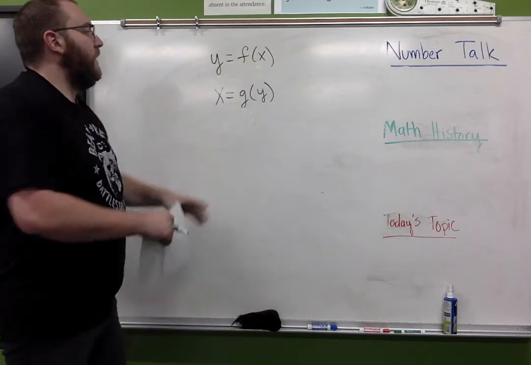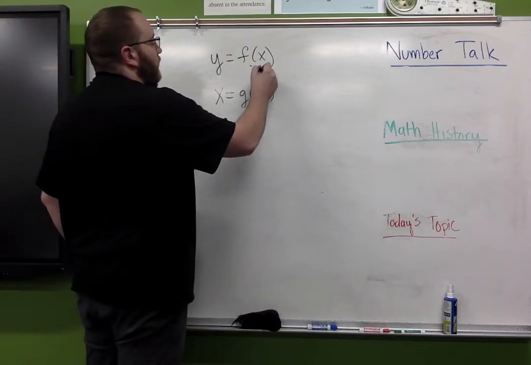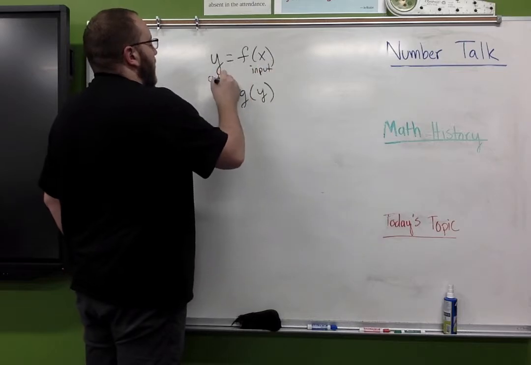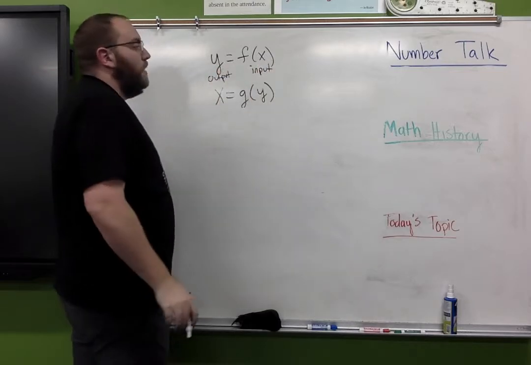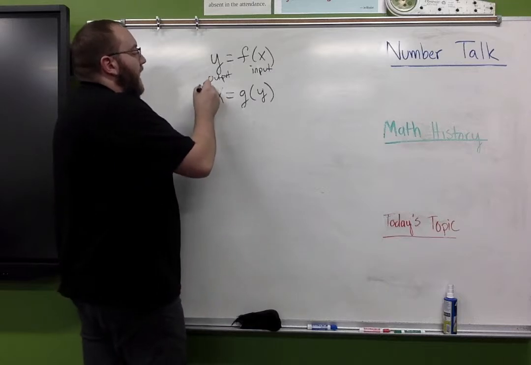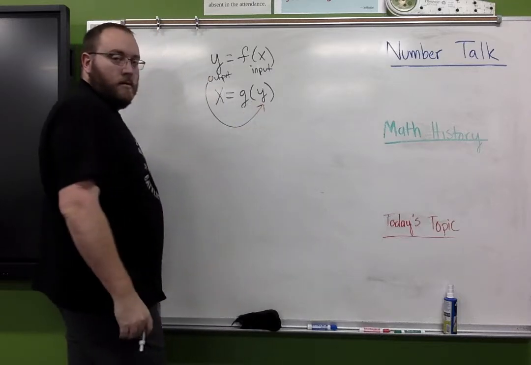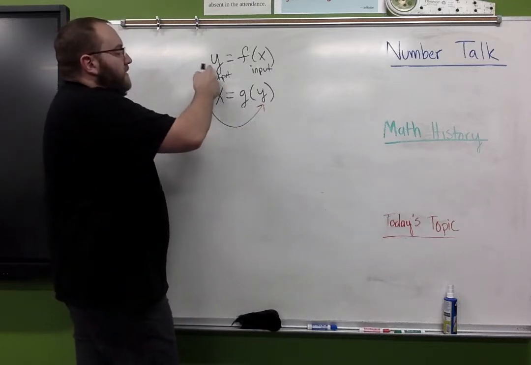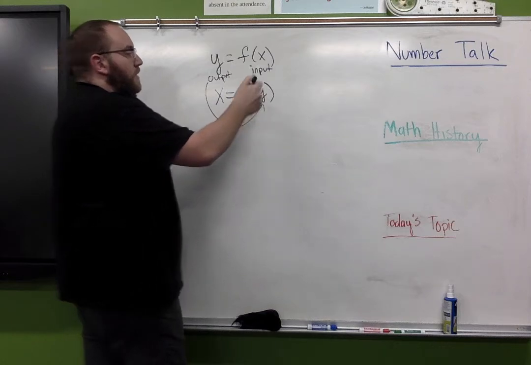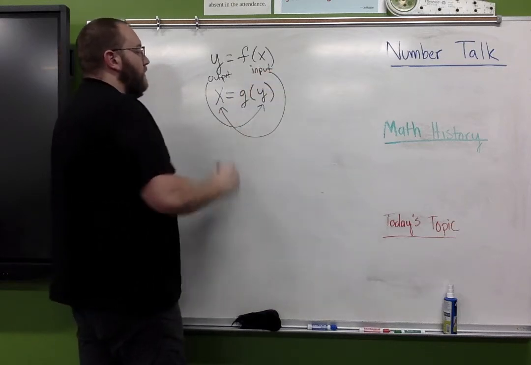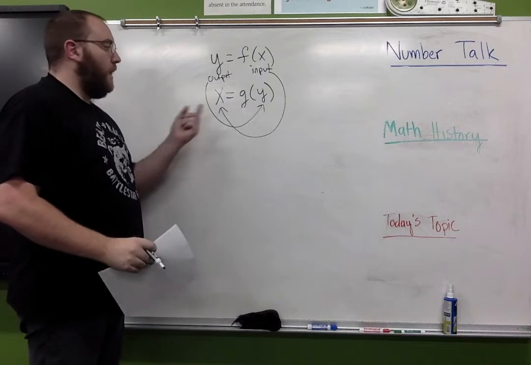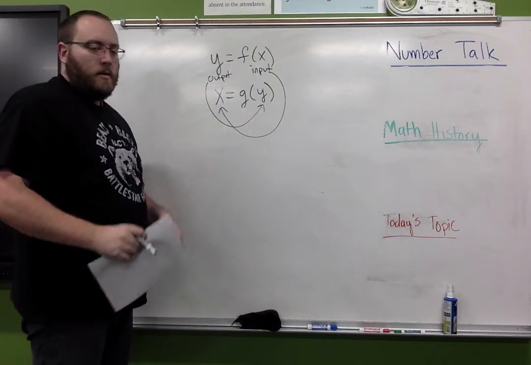So here, this is my input and my output. With the inverse function, my output actually becomes my input. Right? The output is what we put into the function, and the input becomes the output. It's what we get out. Okay?